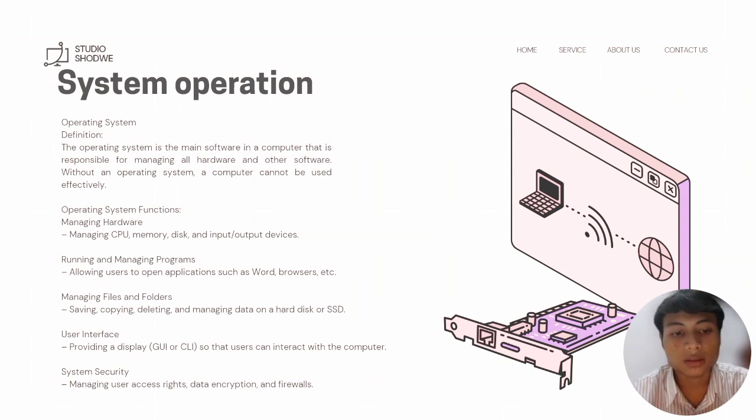User interface: providing a display, GUI or CLI, so that users can interact with the computer. System security: managing user access rights, data encryption, and firewalls.